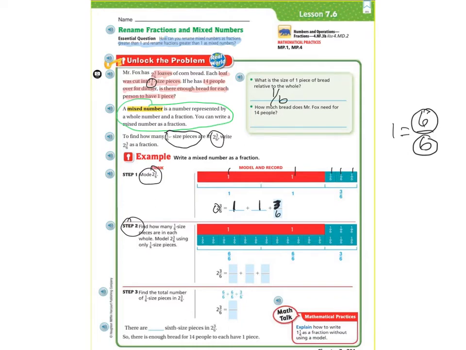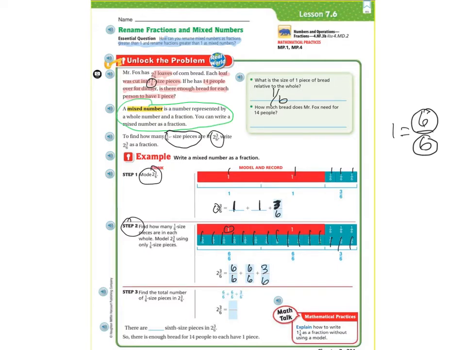Well, let's count it up. My first whole, there's 1/6, 2/6, 3/6, 4/6, 5/6, 6/6. Well, boom, there we go. Let's do my next whole. 1/6, 2/6, 3/6, 4/6, 5/6, 6/6. There we go. And then how many 6ths are left over? 1/6, 2/6, 3/6.